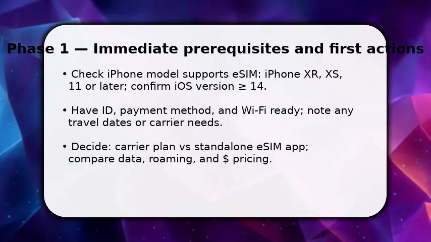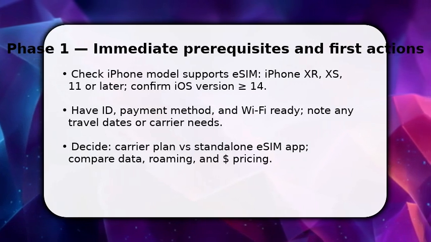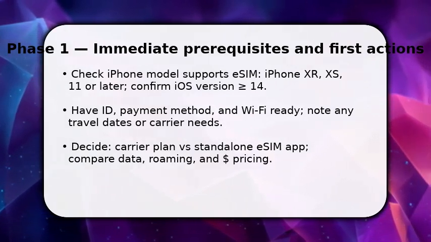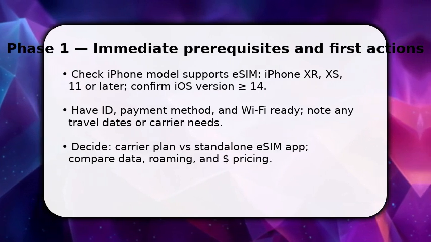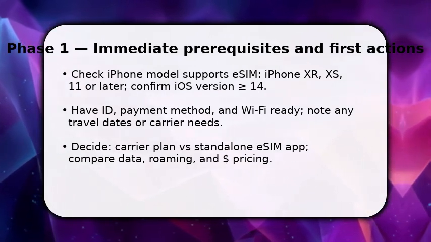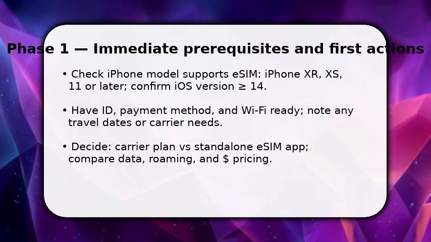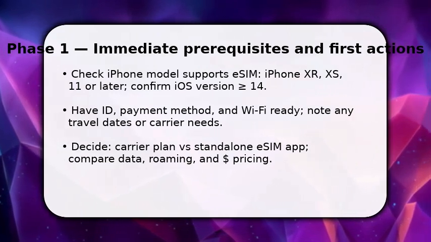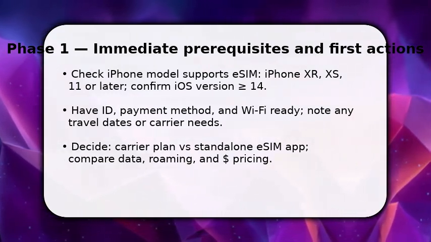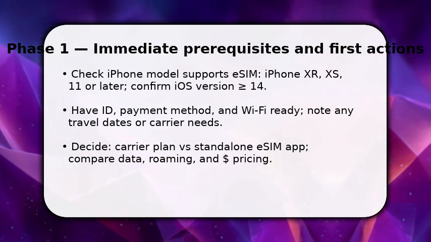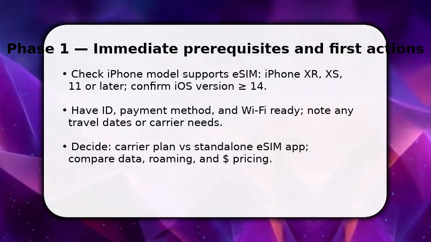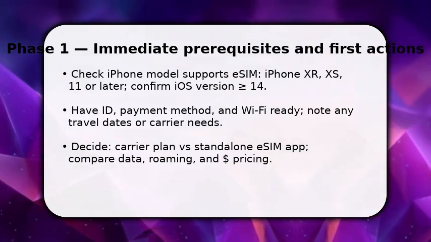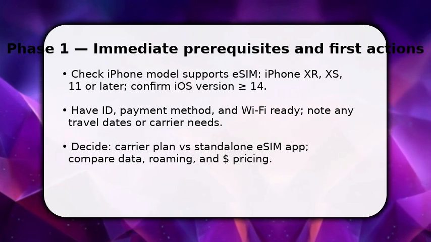You begin by confirming your iPhone supports eSIM and that iOS is up to date. This avoids activation issues later. Next, gather ID, a valid payment method, and a stable Wi-Fi connection so purchases and downloads complete smoothly. Decide whether you want a traditional carrier eSIM plan or a prepaid eSIM from an app. Look at data allotment and roaming fees.